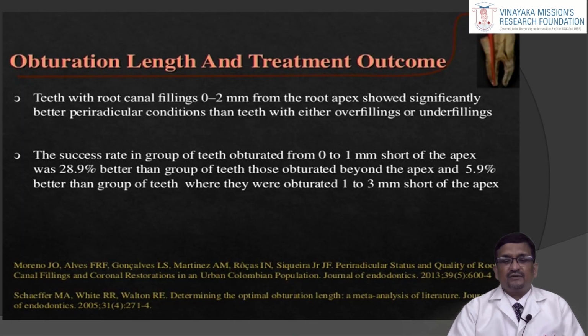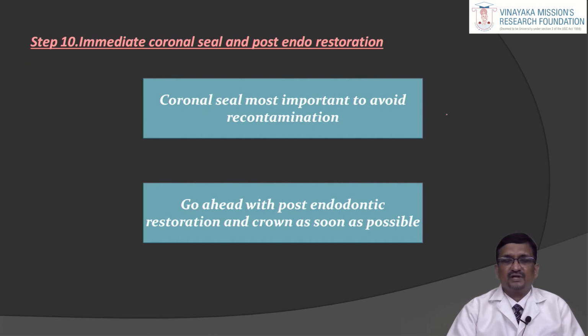Always remember, teeth with root canal filling 0 to 2 mm from the root apex showed significantly better periradicular conditions than teeth with either overfillings or underfillings. So try to reach the apex within 0 to 2 mm. Of course, we have to achieve 0 to 0.5. It depends patient to patient, and you use an apex locator.